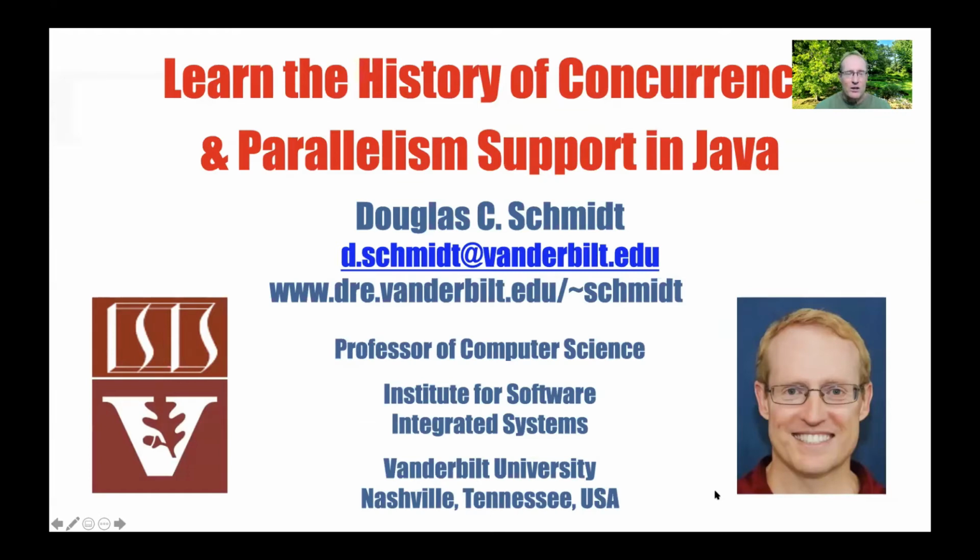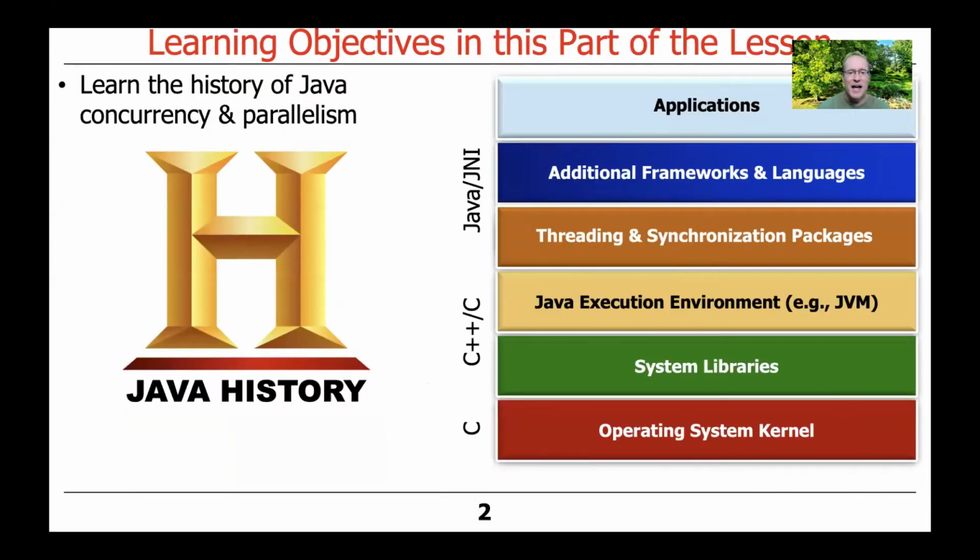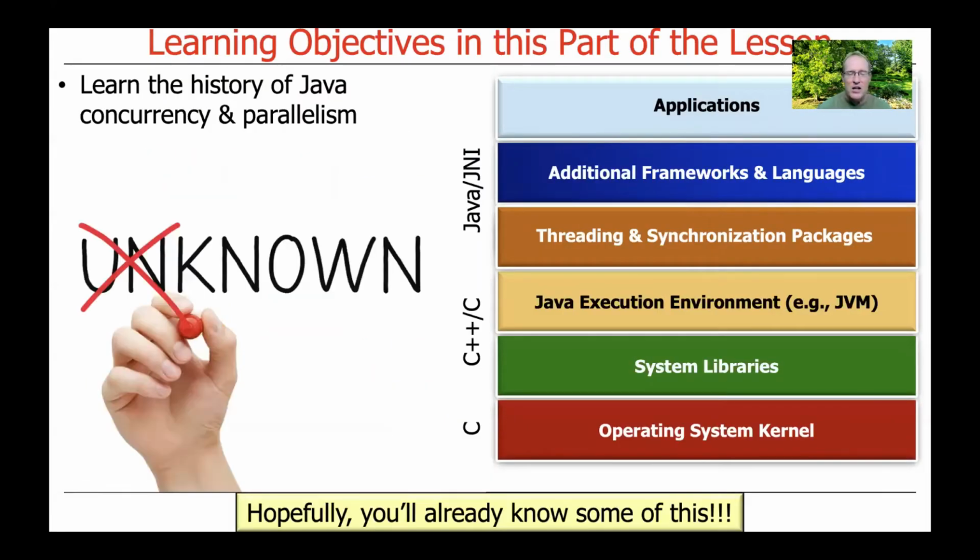So we're now going to start discussing the history of concurrency and parallelism support that's been available in Java. And this goes back kind of to the beginning of time, which is the mid-90s for Java. You might know some of this, but if you don't, it's kind of fun to see how things have evolved. Java is a language that's been around for a long time, not as long as C++, of course, but it's been around for 25 plus years at this point in one way or another.